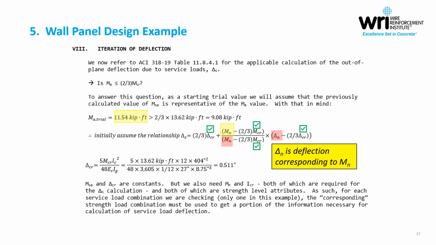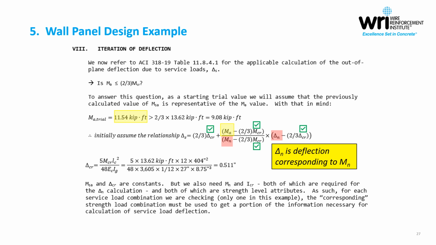In step 8, we do move on to iterating deflections, with a key delineation being the comparison of the maximum moment at the mid-height of the wall, which is M sub A, to a threshold that is equal to 2/3 of the cracking moment magnitude. For this example, using our previously calculated M sub A as a trial value, we see that we do in fact exceed the threshold. With this being the case, per table 11.8.4.1, the relationship for out-of-plane deflection at the mid-height of the wall due to service loads, which is delta sub s, is shown here.